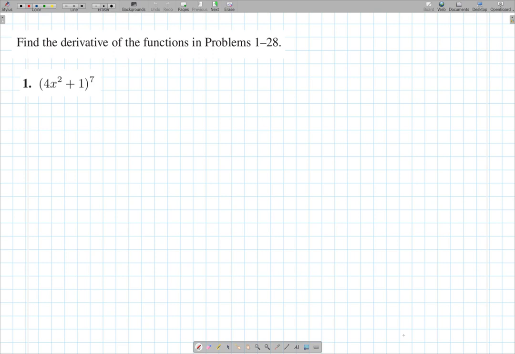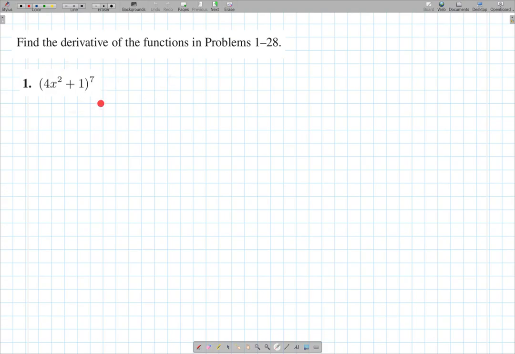Okay, so good day. We will continue with techniques on differentiation. This topic is for your plate number 5, right? Let's start. So find the derivative of the functions.